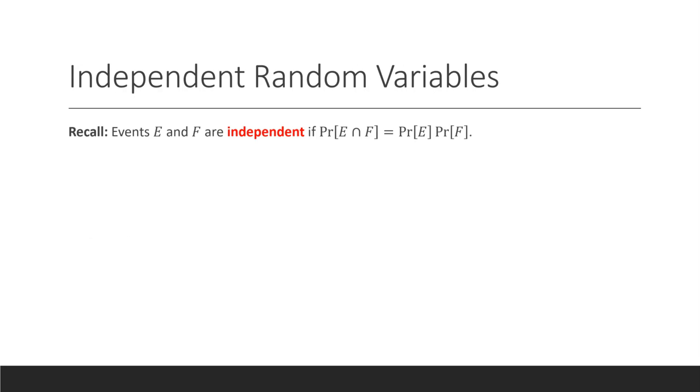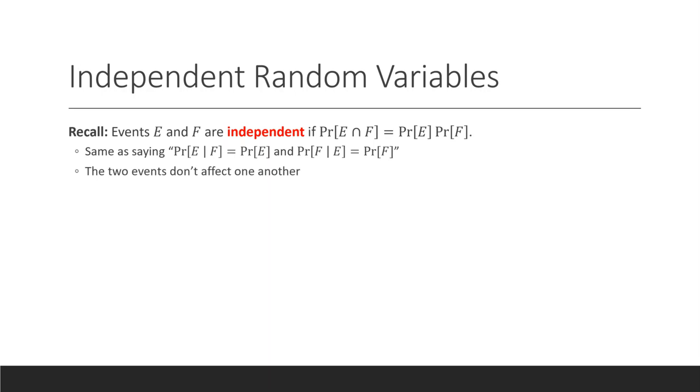Recall that events E and F are independent if the probability that E and F occur at the same time is equal to the probability of E times the probability of F. That's the same as saying that the probability of E given F is the probability of E, and the probability of F given E is the probability of F. Or in other words, it's the same as saying that the two events don't affect one another.